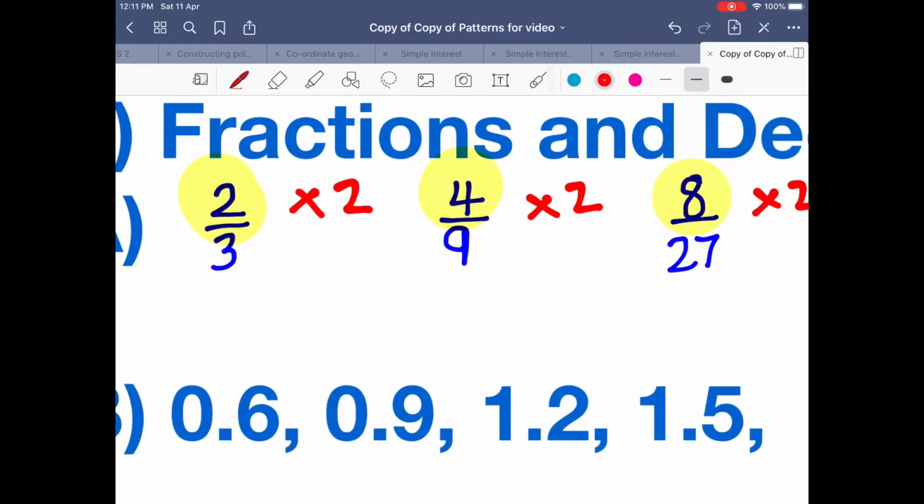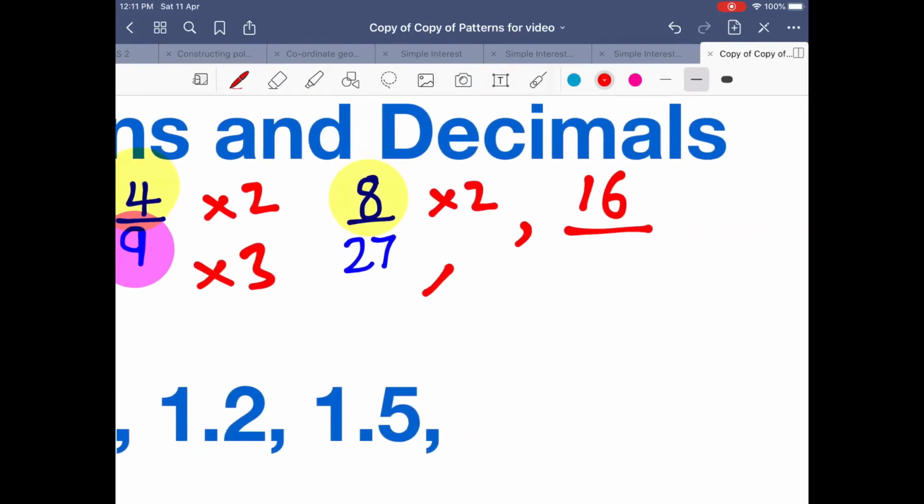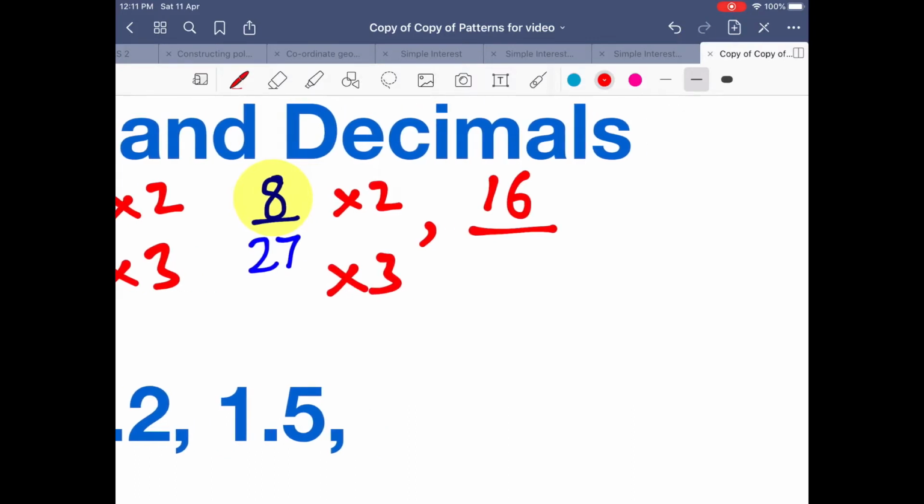The denominator, we are seeing that we are going from 3 to 9. We are multiplying by 3. 9 times 3 will give us 27. 27 times 3 will give us 81.